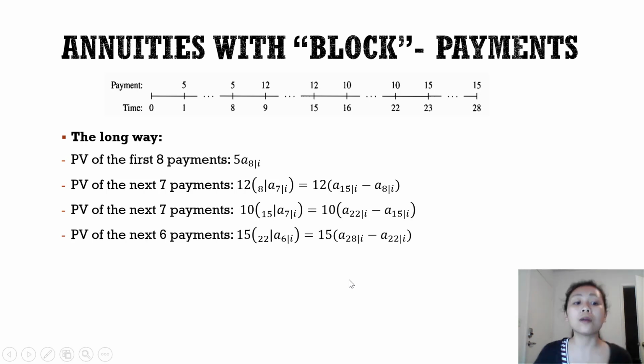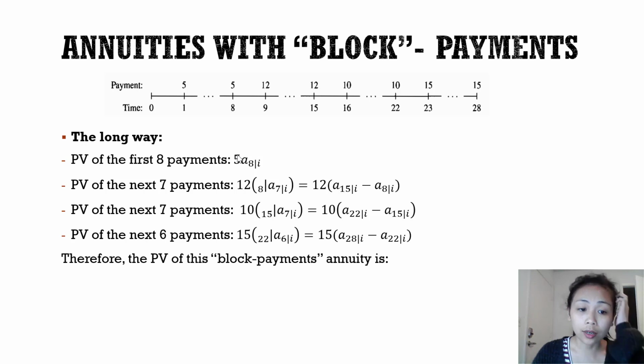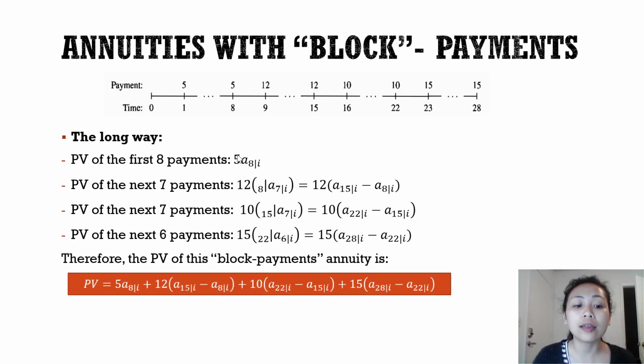So now we have finished the present value of each block of payments. Now we are going to add them together because all of these are the values of the blocks at time 0, the same time, so we can add them together. Therefore, the present value of this block payment annuity is 5 a sub 8 angle j plus 12 a sub 15 angle j minus a sub 8 angle j plus 10 a sub 22 angle j minus a sub 15 angle j plus 15 a sub 28 angle j minus a sub 22 angle j.